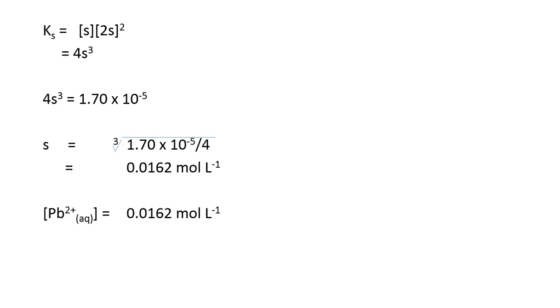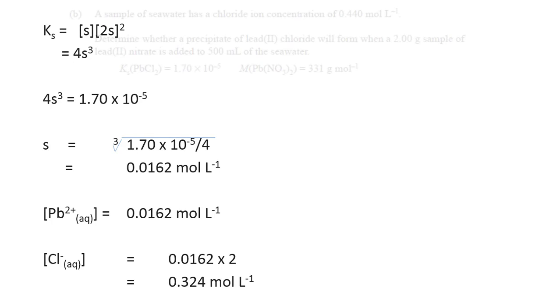Now the question also asked us to find the ion concentrations, so I can do that here. It was a one-to-one relationship in the equilibrium reaction, so the lead ion concentration is going to be the same as the lead chloride, which is 0.0162, and for every 1 lead ion that was forming, I had 2 chloride ions forming, so that's going to be double that, and that will give an answer of 0.324.